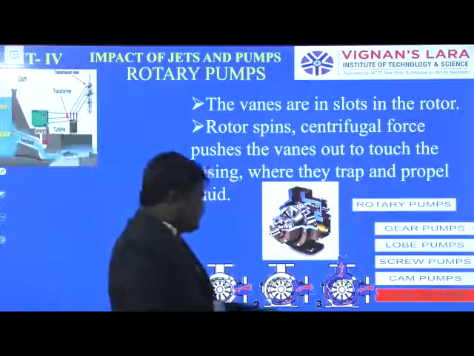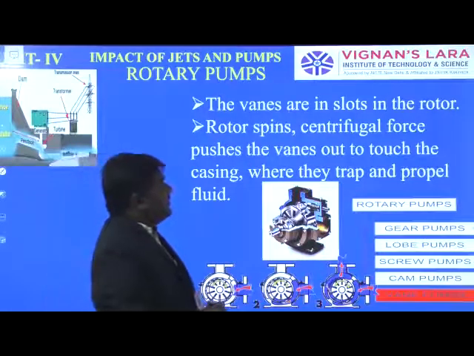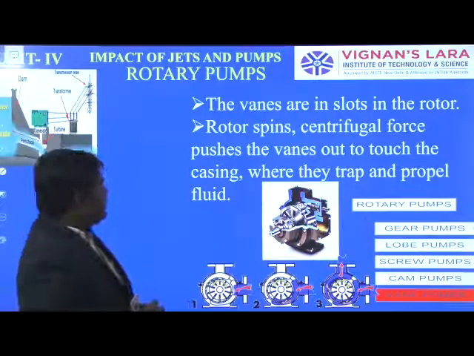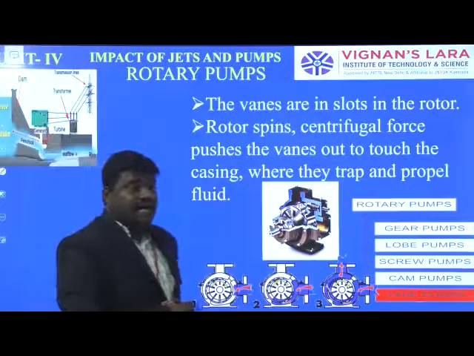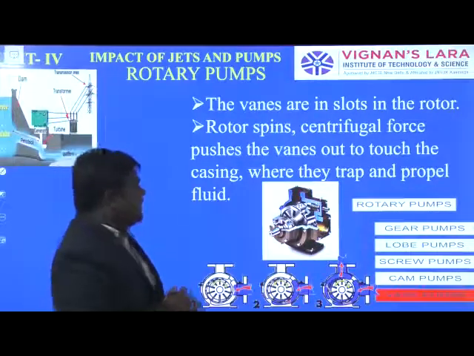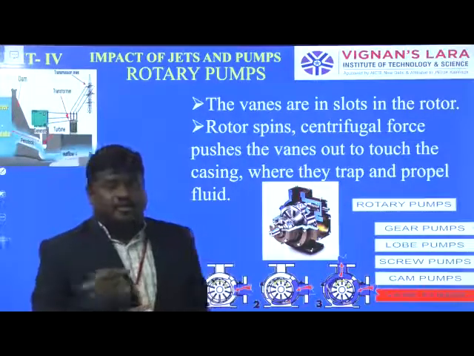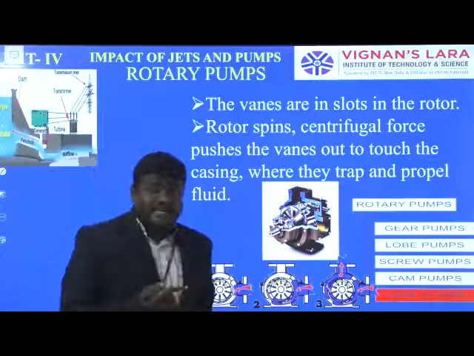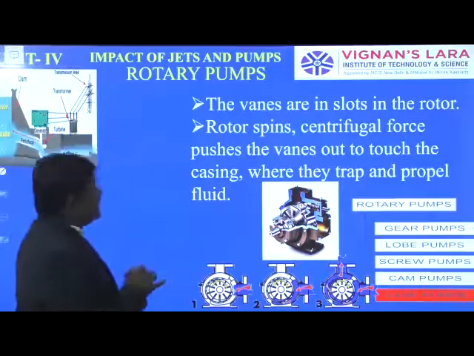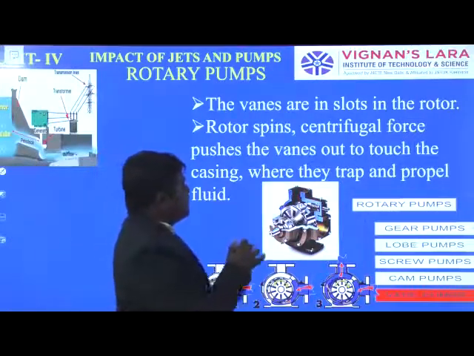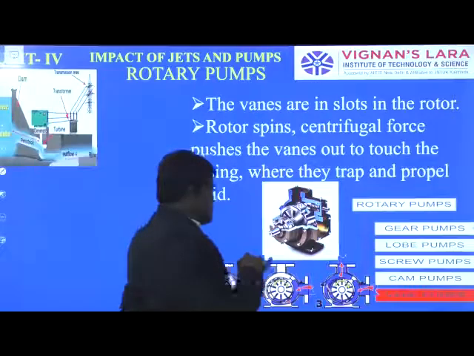Next, coming to the vane pumps. In vane pumps, the vanes are in slots in the rotor. Then the rotor spins and centrifugal force acts. So the centrifugal force creates one type of reciprocating motion, and it creates only kinetic energy. So we know the total energy is the kinetic energy plus the potential energy. So as the rotor spins, centrifugal force pushes the vanes out to touch the casing, where they trap and propel fluid. So propel fluid.